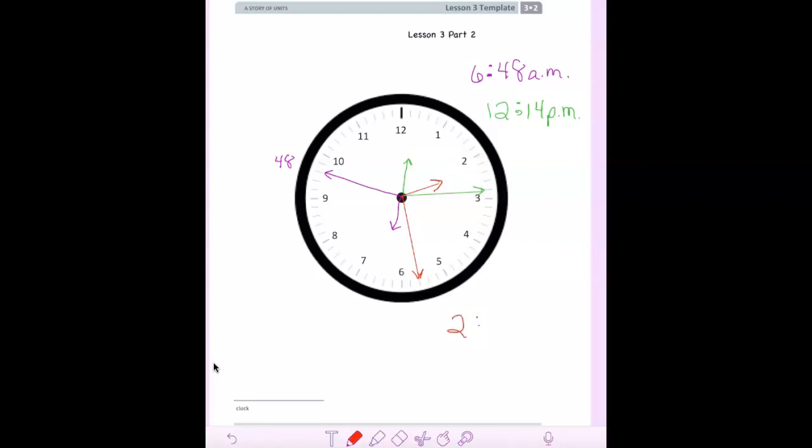And my minute hand, well, let's count. 5, 10, 15, 20, 25, 26, 27, 28. So 2:28 p.m. is when Mrs. Goshert likes to take a nap when she's not at school, of course.